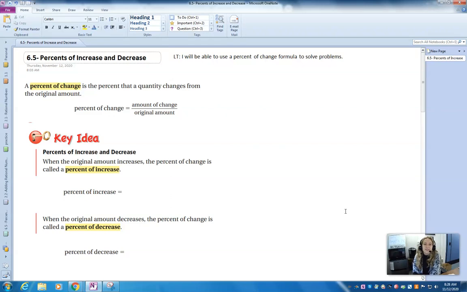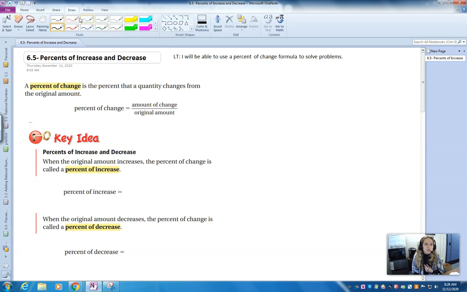Hi, everybody. So today we're going to be talking about 6.5, which is percents of increase and decrease. Before we start, make sure you have your math composition notebook out and ready, and you also have a writing utensil and that you are writing down everything that is on my screen as we go through. Okay, let's begin by writing the learning target.